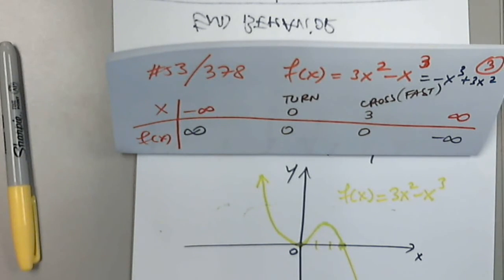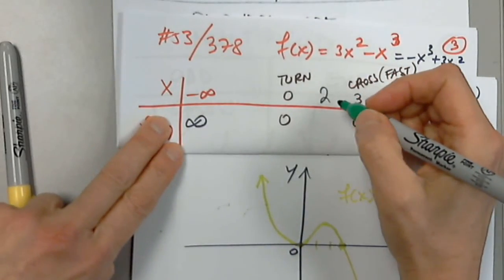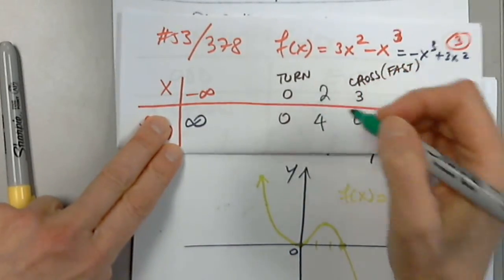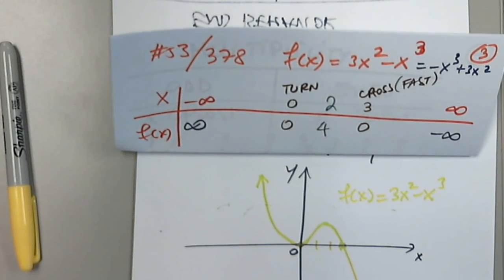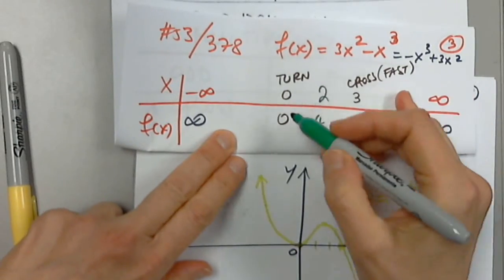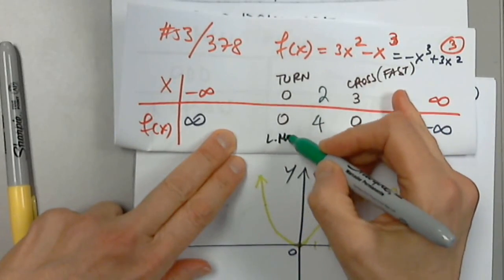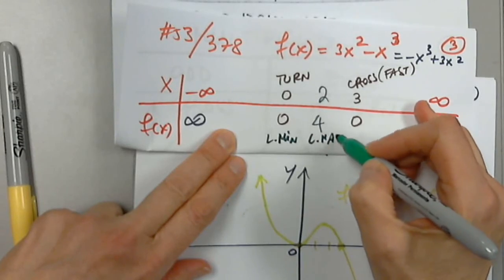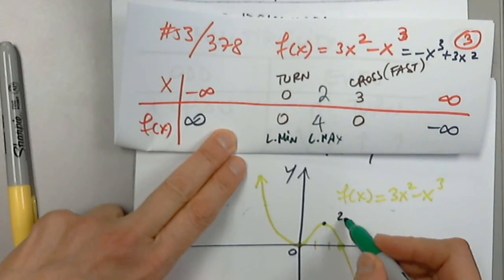I don't want to guess. I click again, enter, and it will give us the maximum. I will put it in the chart: it is 1.99. I'm going to say roughly 2, and the maximum is 4. I go back to my graph. Here's my chart. So this is a turn, a local min, and this is the local max, 2, 4.